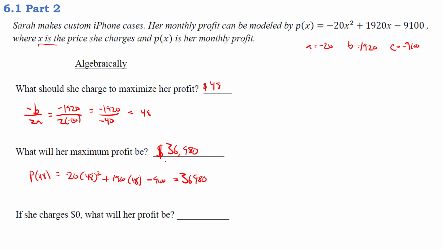And if she charges $0, what will her profit be? Well, again, you're doing the same thing, but putting in a 0 for all these guys up here. So instead of writing this all out, you put a 0 here. That's going to make that go away. You put a 0 on this x, it makes that go away. Well, what's left? If that goes away and that goes away, you're left with negative 9,100. With that, the overall profit would be negative $9,100.